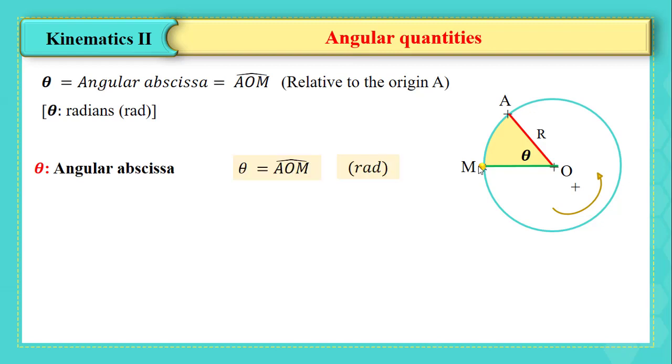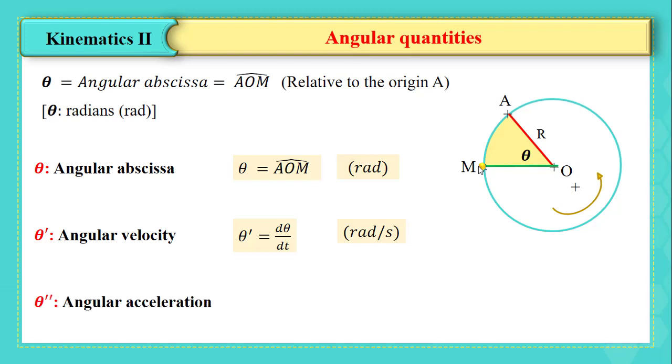Then, the angular abscissa is given by theta, which is equal to AOM. The angular velocity is equal to the derivative of theta and given in radians per second, and the angular acceleration is the derivative of theta prime, and it is given in radians per second squared.